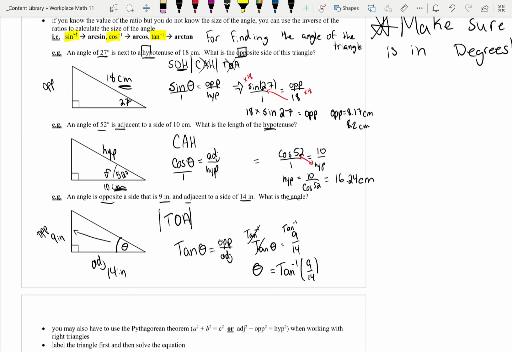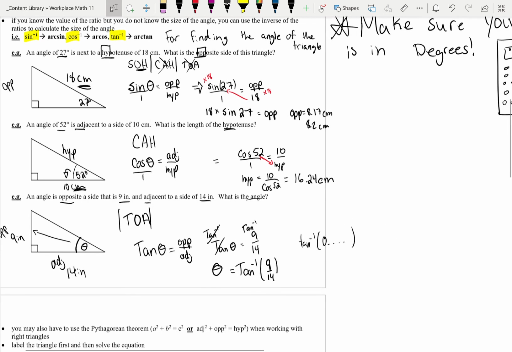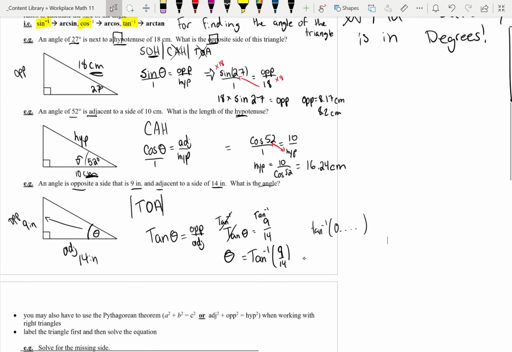So be careful with these ones. Try to figure out what your answer is first, and then plug into a calculator and go like tan minus 1 of 0 point something, close brackets, equals, and that'll give you your answer. So theta in this case is equal to 32.34. And then angles, I'm not going to put them in inches because I'm trying to solve this angle here. So my answer is going to be in degrees.